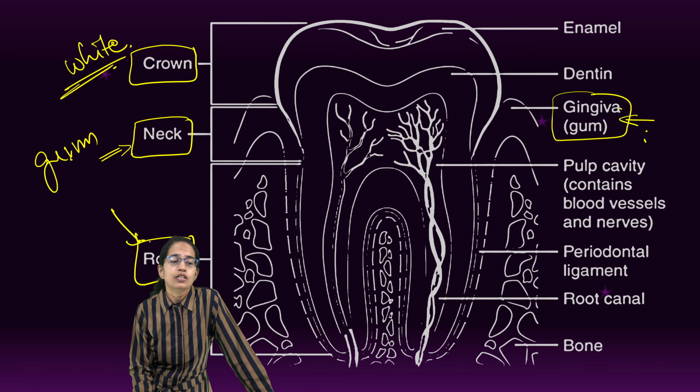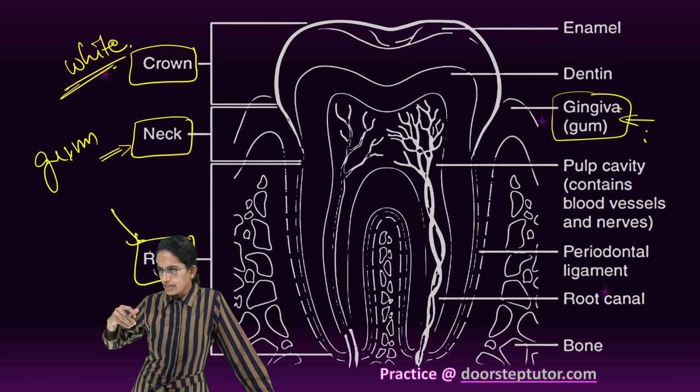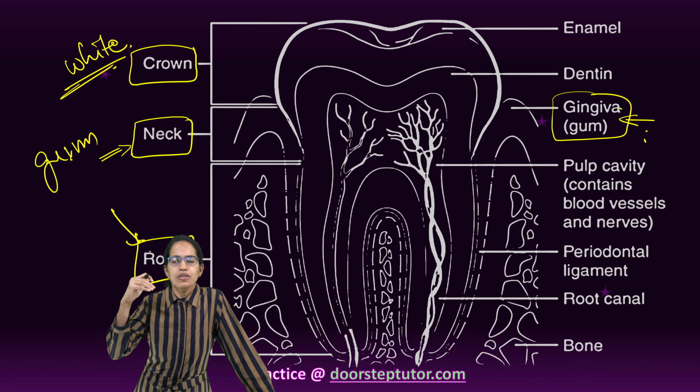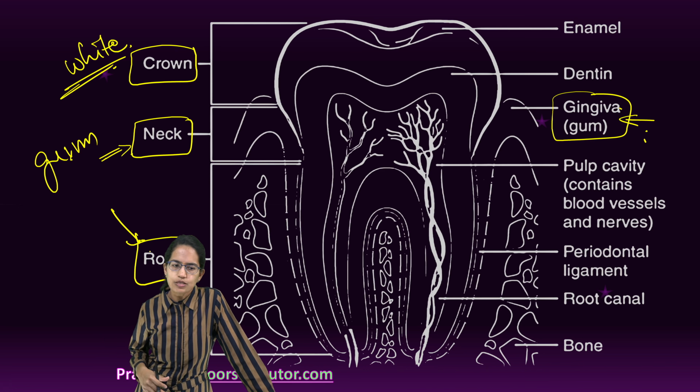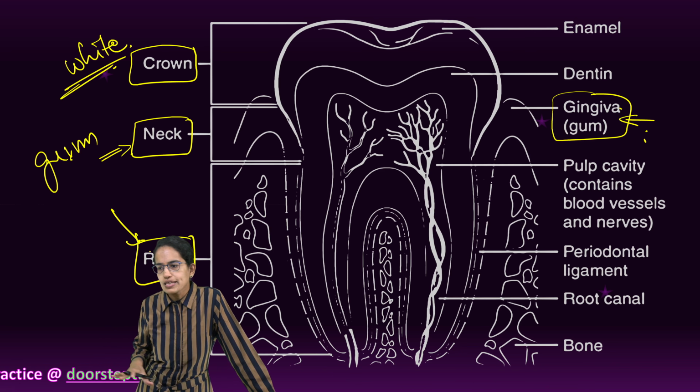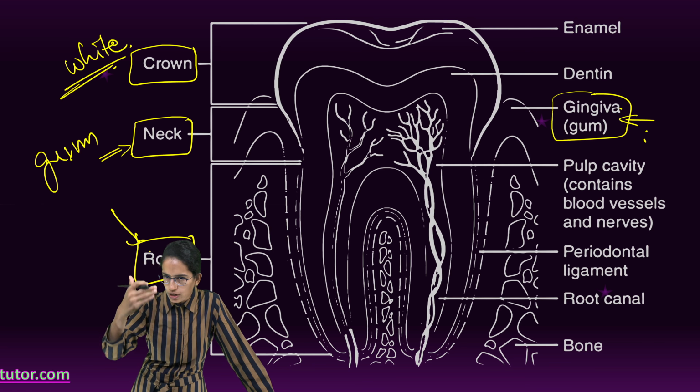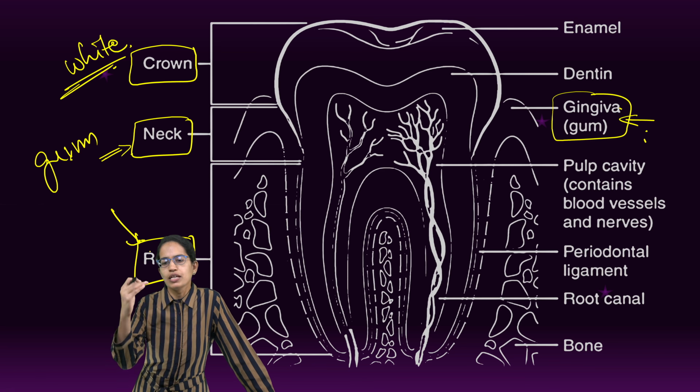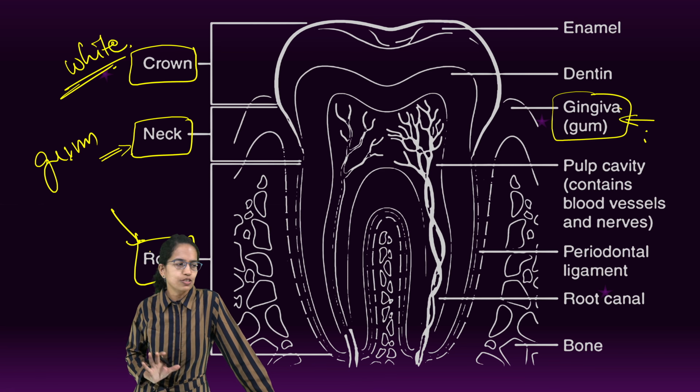Then is the root. Now the root is the basal part and it is embedded in the alveoli, through which the blood capillaries flow. Now within this whole structure, if I take a longitudinal section of the tooth, this is what I would see, as you can see in the picture.